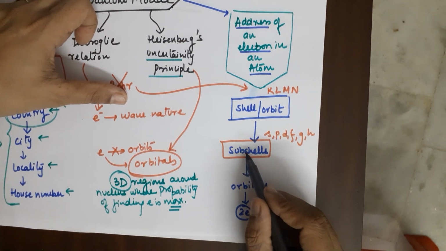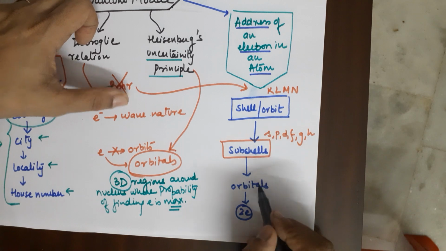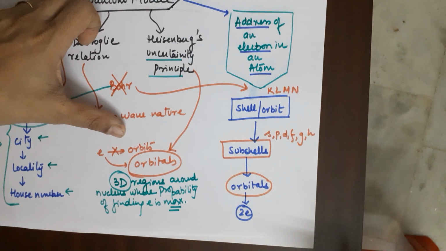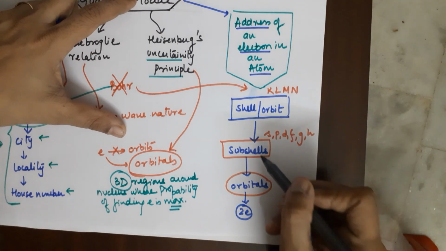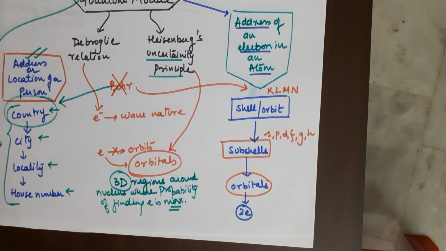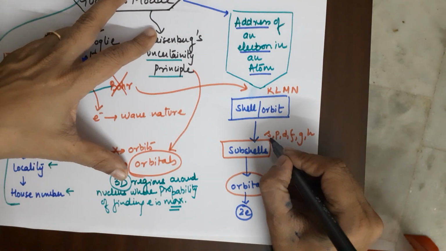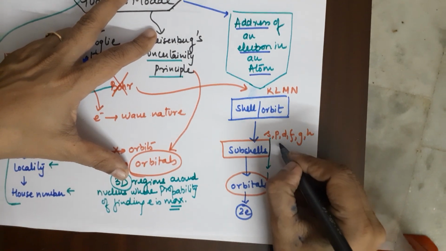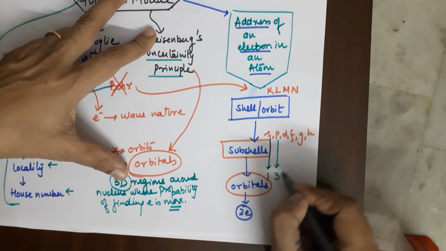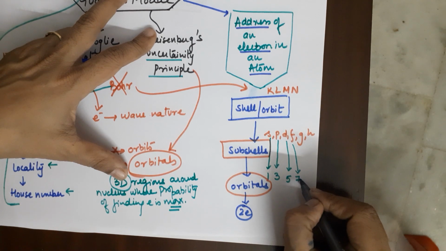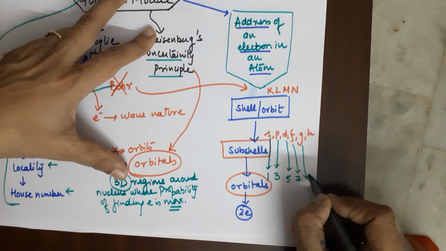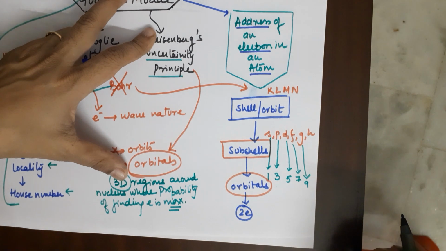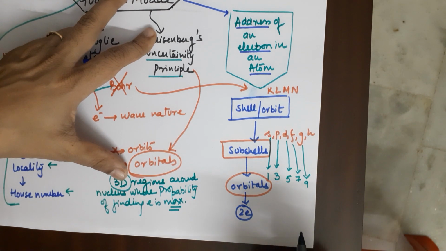Coming after the subshell, now, what exactly is inside the subshell? In a subshell, you have different types of orbitals. There are rules for it, which we would be doing after this. In an s subshell, you would only have one orbital. In a p subshell, you have 3 orbitals. In a d subshell, you have 5 orbitals. In an f subshell, you have 7 orbitals. In a g subshell, you would have 9 orbitals and so on. How do I get these numbers is what we would be doing in today's class when we come to the quantum numbers.